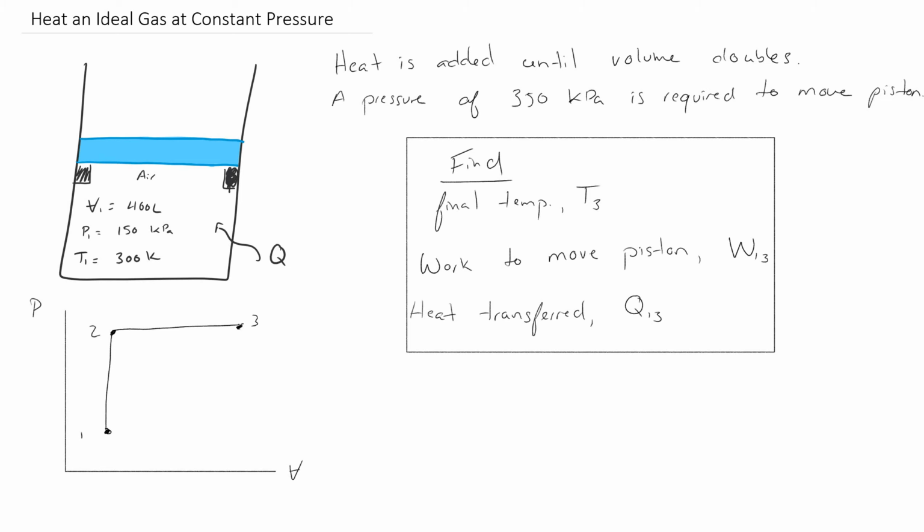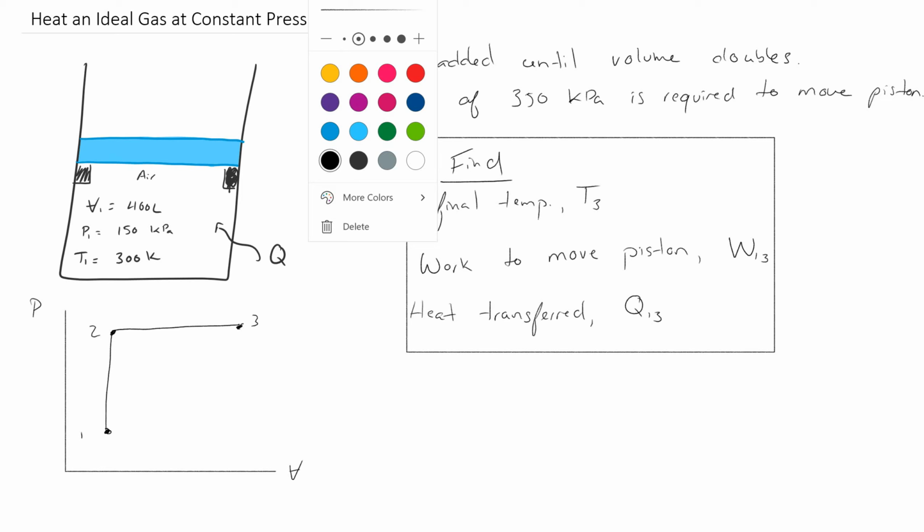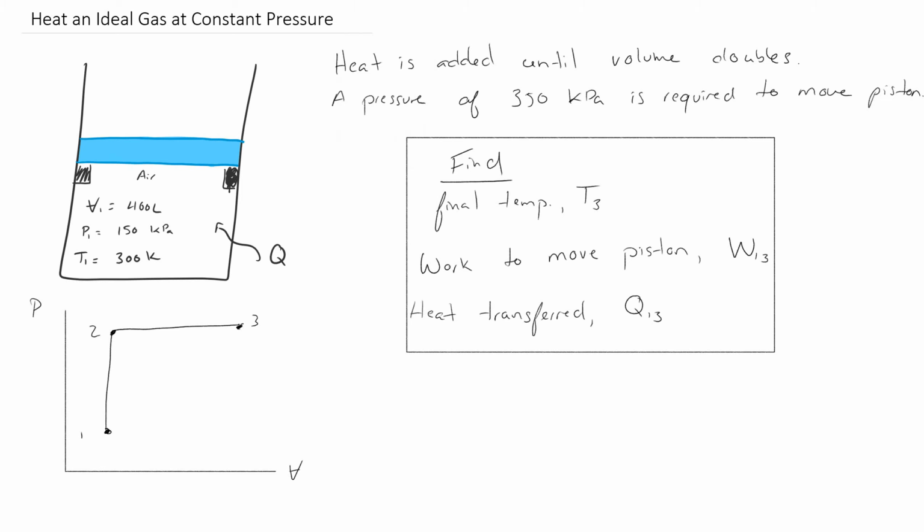Okay, and what we're going to do is allow heat to enter the system, or enter our gas, until the volume of the air inside the piston cylinder assembly doubles. And we're also told that a pressure of 350 kilopascals is required to move the piston. Okay, so we're asked to find the final temperature of the air. We're going to call that T3. I'll show you why in a second.